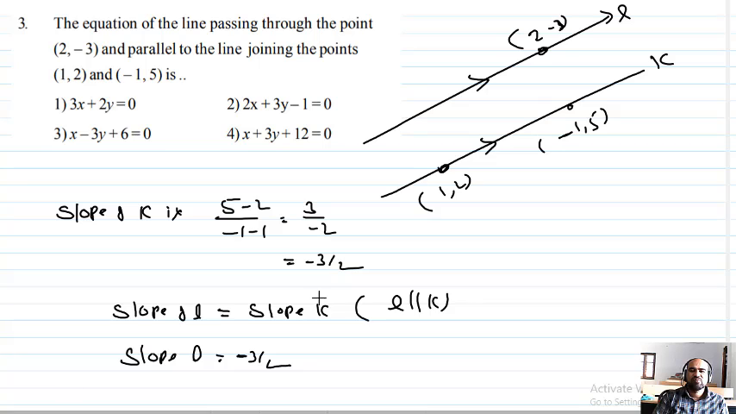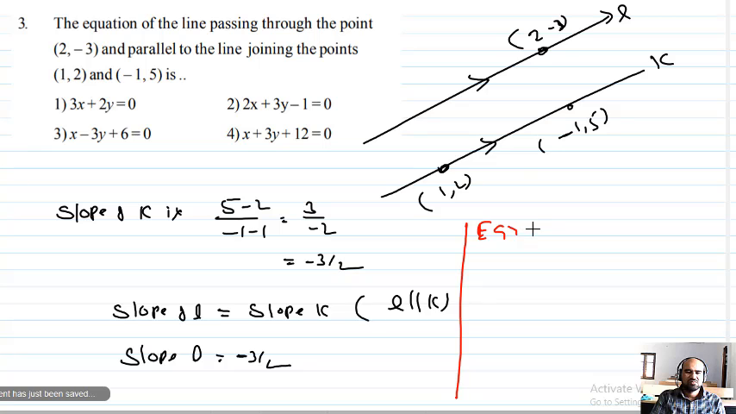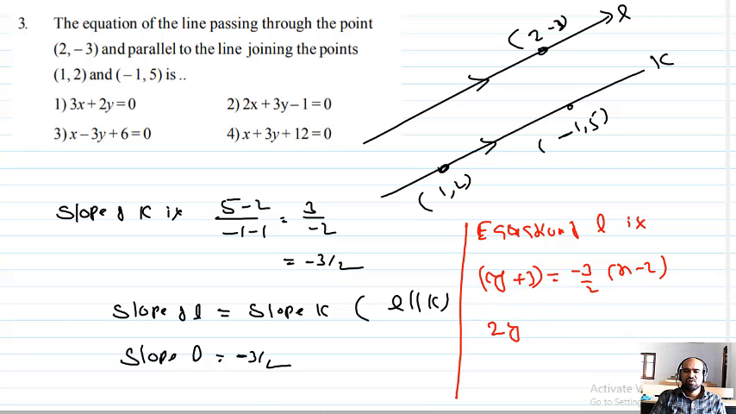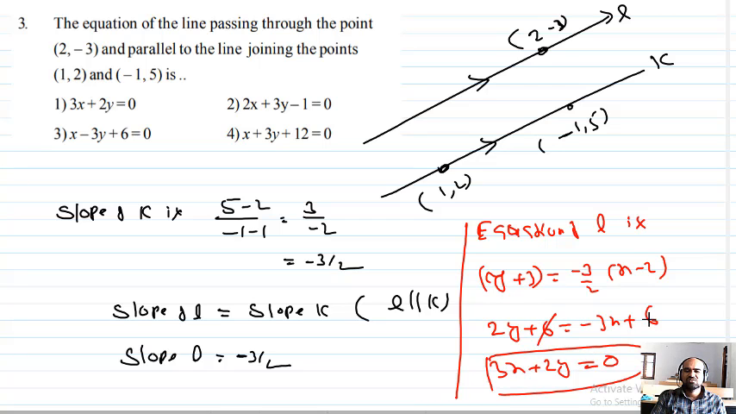Now we can find the equation of L because we have the slope and a point. Equation of L is y minus y1, y plus 3, equal to m, that is minus 3 by 2, into x minus 2. So 2y plus 6 equal to minus 3x plus 6, or 3x plus 2y equal to 0. The 6 gets cancelled. So 3x plus 2y equal to 0. I can say my answer is option 1.